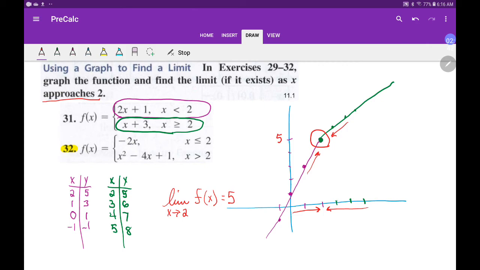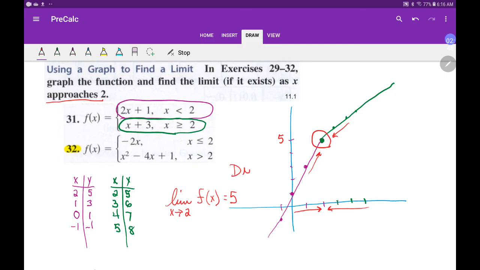If they didn't agree at 2, then I would say does not exist. But it does. It exists because they agree. They're both pointing to 5.